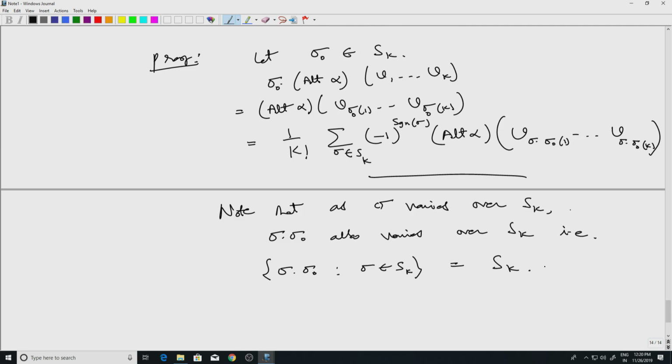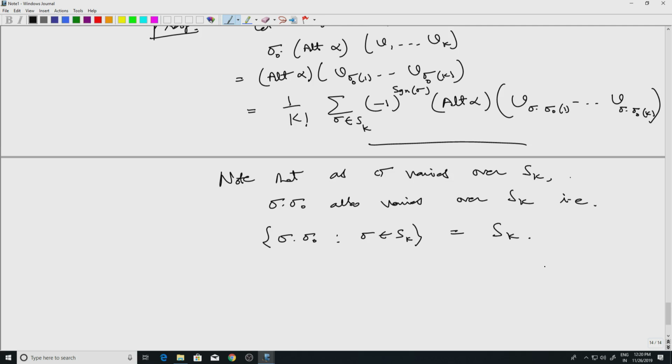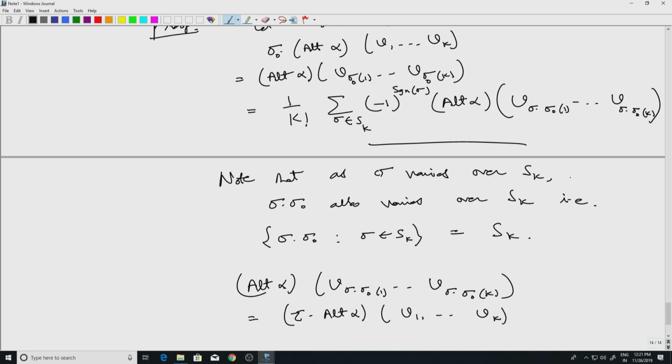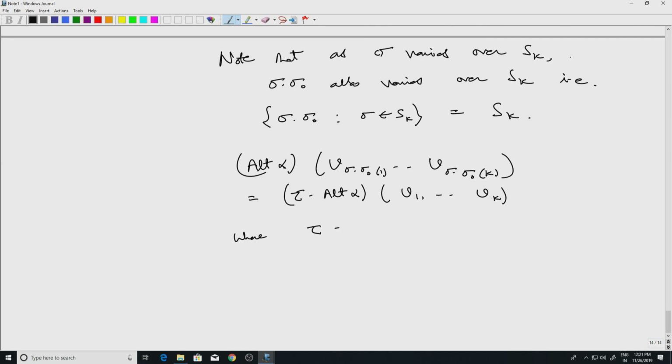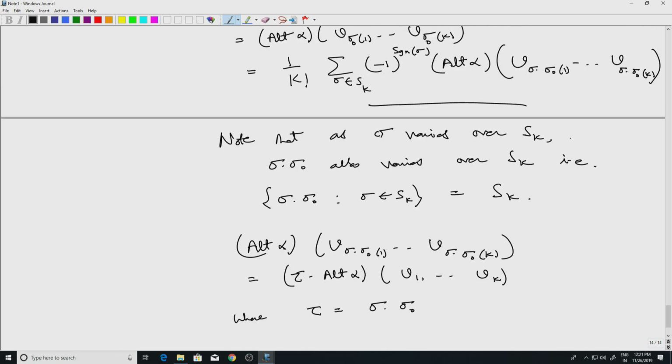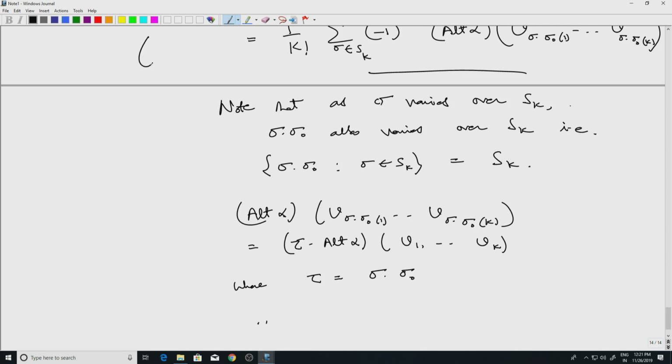Now because of that, what I can do is write this. Let's look at this term here, an individual term. So alt alpha acting on V sigma sigma naught 1 up to V sigma sigma naught k is equal to tau, the permutation tau times alt alpha acting on V1 to Vk, where tau equals sigma multiplied by sigma naught, this permutation. So I can rewrite the whole sum in terms of this tau. Therefore the star is equal to 1 over k factorial.